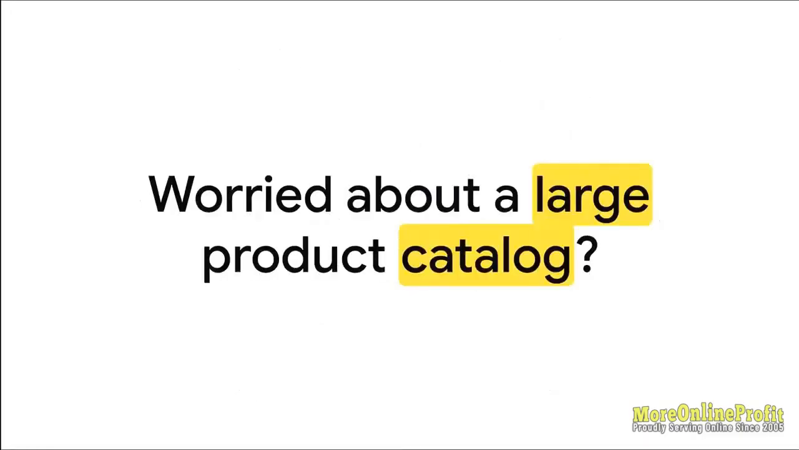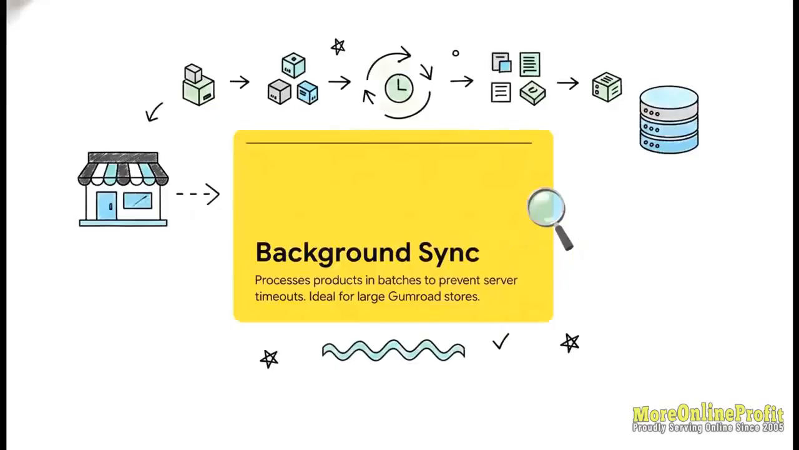But wait a minute. What if you have a huge catalog? You know, if you've got hundreds of products on Gumroad, trying to sync them all at once might sound like a recipe for disaster, like a server timeout waiting to happen. The plugin has a really smart solution for this. It's a feature called Background Sync. Instead of trying to pull everything over in one massive chunk, it processes your products in small, manageable batches. This is an absolute lifesaver for creators with big stores, because it ensures a smooth sync without any technical headaches.